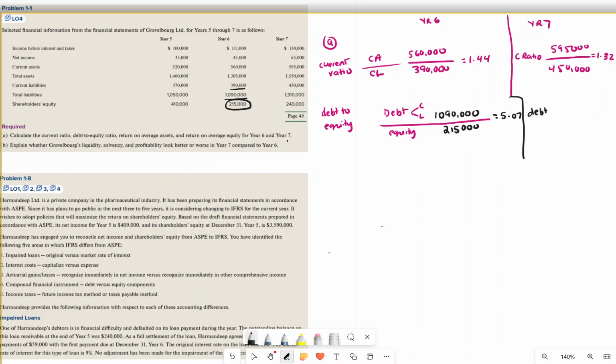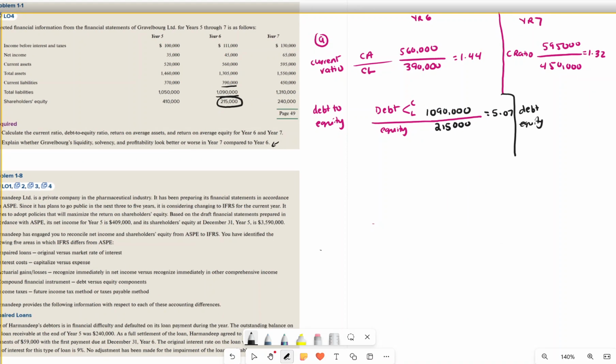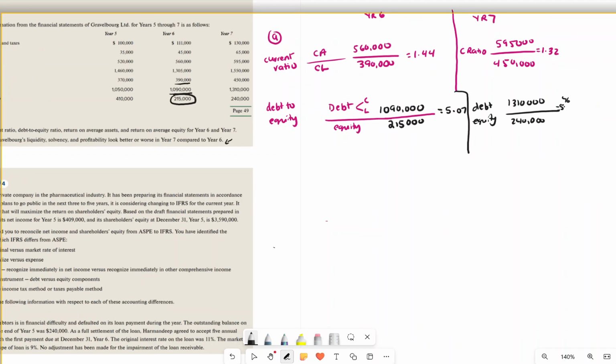The reason we're doing both years is we have to do some type of a comparison. When you do a case analysis, that's what you're doing, comparing some of the ratios. So at the top we have 1310, at the bottom we have 240,000, and what do we have? We have 5.46. So my ratio is 5.46.